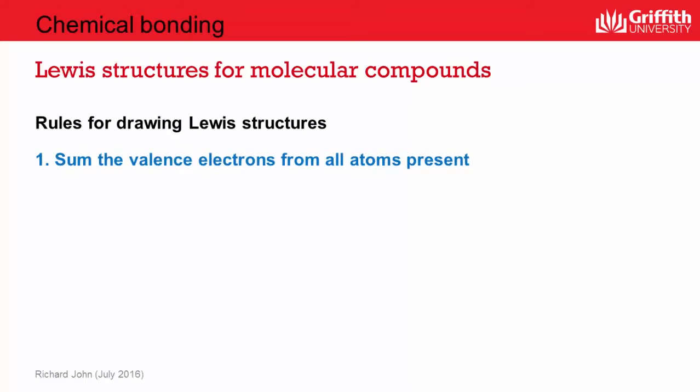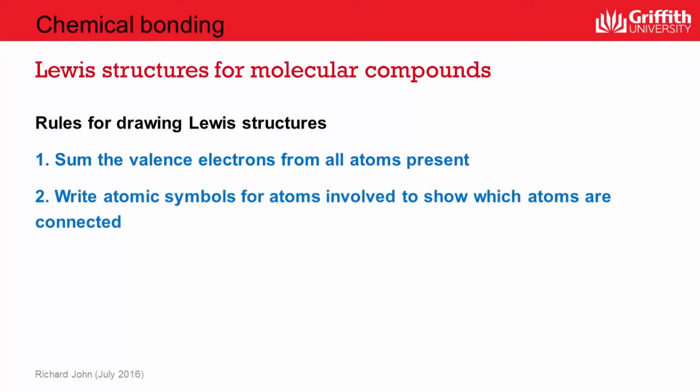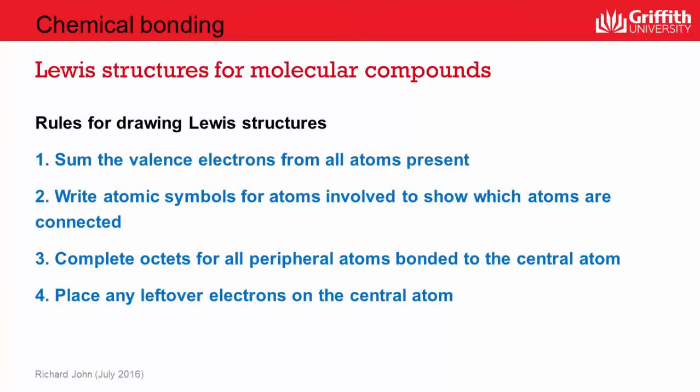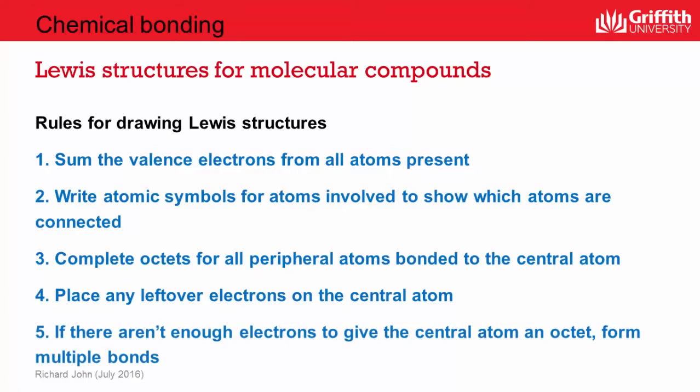The first thing we need to do when drawing Lewis structures is to sum up all of the valence electrons from all of the atoms present. We then write atomic symbols for all the atoms involved to show which atoms are connected. We then complete the octet for all peripheral atoms bonded to the central atom. If there are any leftover electrons, we place them on the central atom, and if there are not enough electrons to give the central atom an octet, we form multiple bonds.